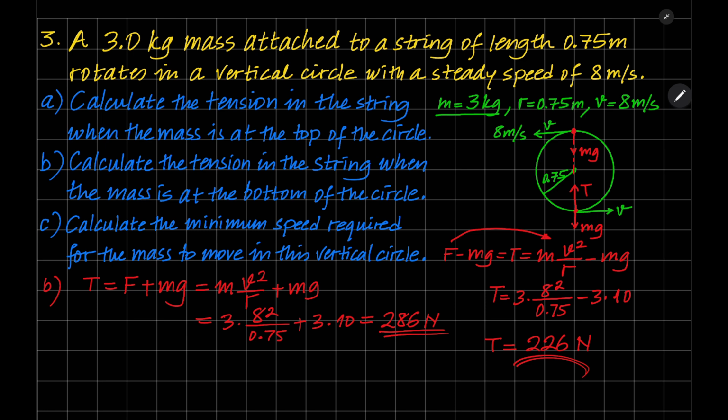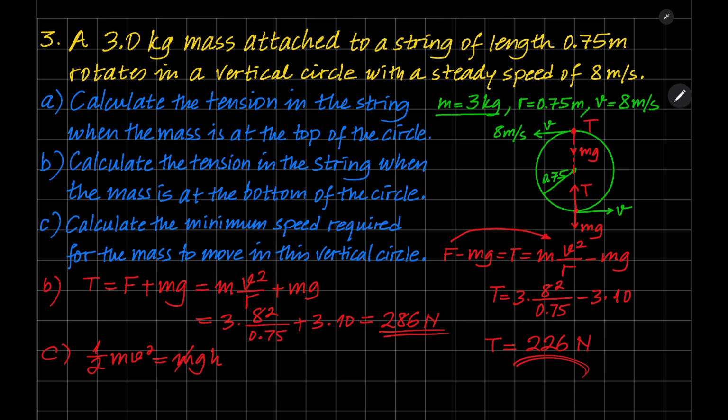And let's consider the choice C. Calculate the minimum speed required for the mass to move in this vertical circle. For choice C, we have to consider the conservation of energy. The kinetic energy at the bottom of the circle must be equal to the potential energy at the top of the circle. So 1 over 2 m v squared must be equal to mgh.